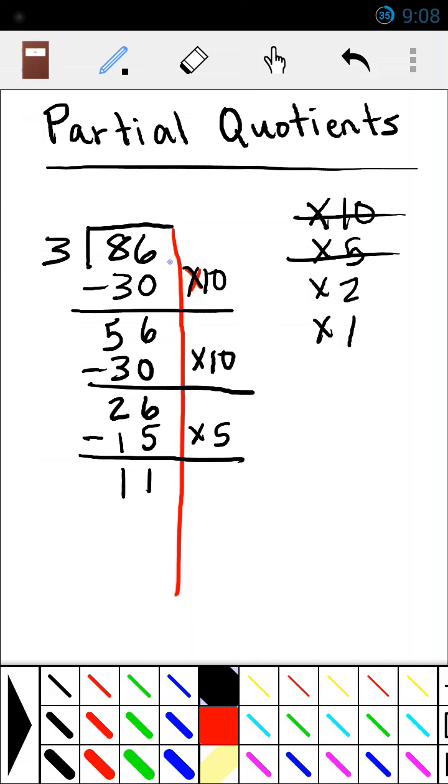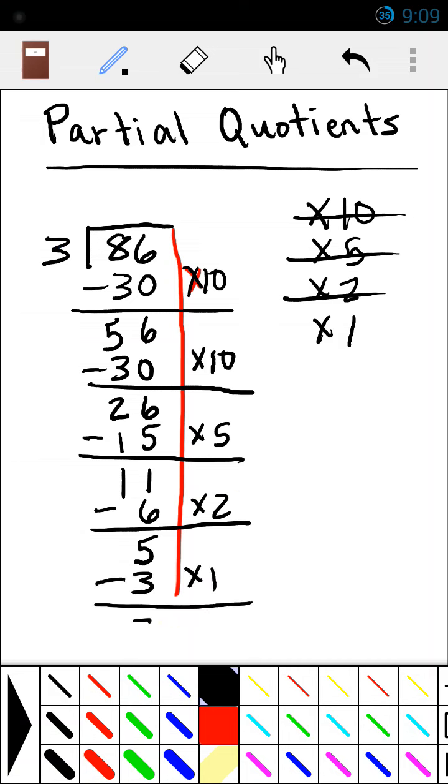And now I multiply the 3 times the 2, and I get my multiple, which is 6. And I subtract that, and I end up with 5. I can't multiply by 2 anymore because 6 is greater than 5. So I multiply the 3 by the 1, and that gives me 3. I subtract that, and I end up with 2. I can't multiply by anything anymore because 3 is already greater than 2, so 2 becomes my remainder.